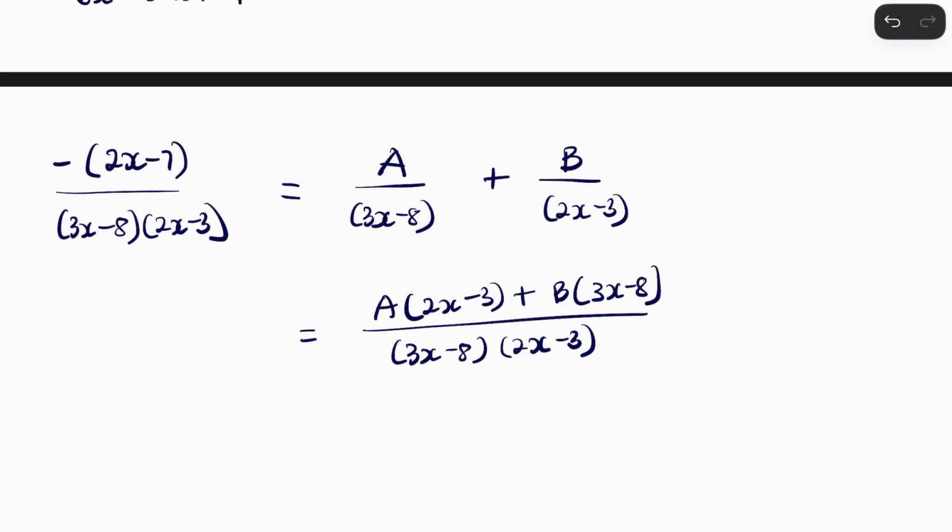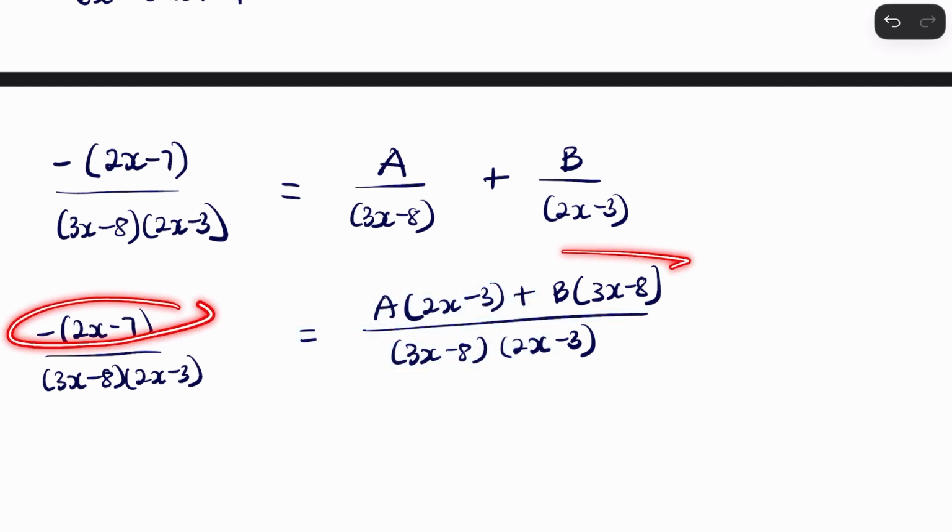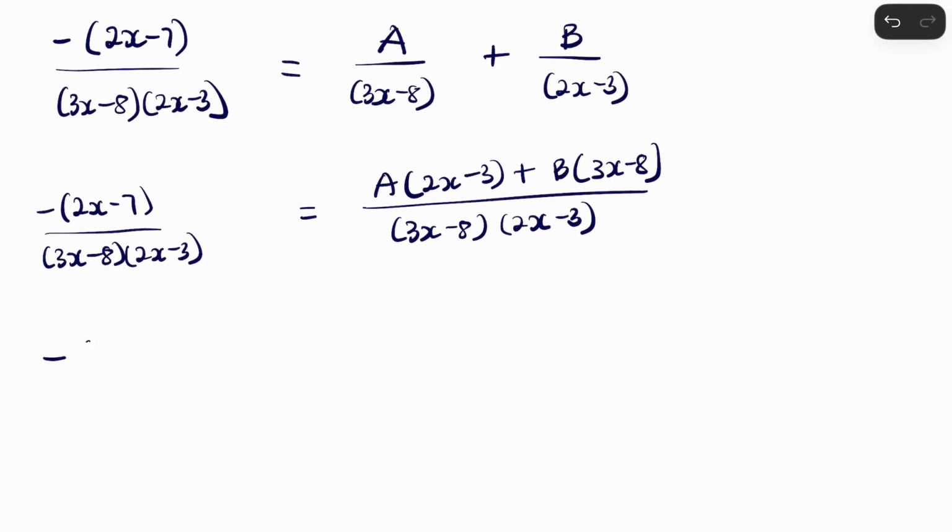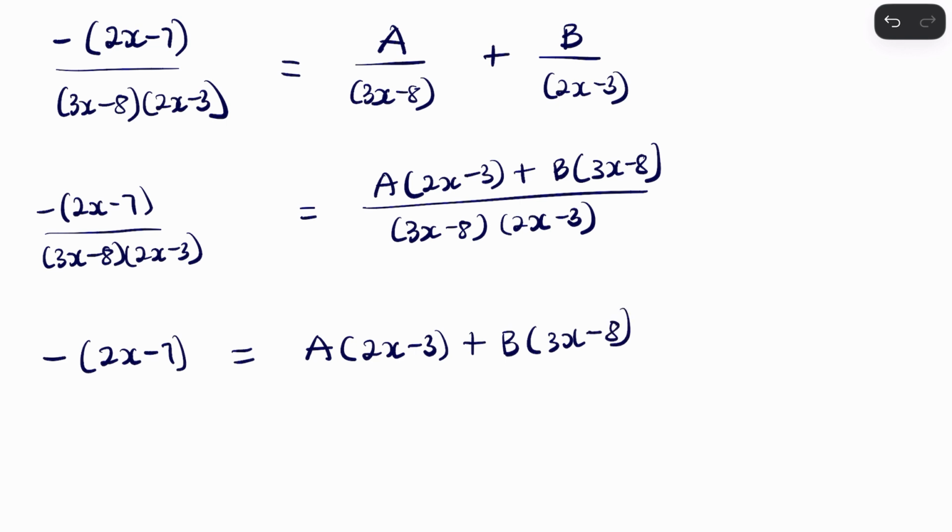So we have the left hand side to be (-2x - 7) divided by (3x - 8)(2x - 3). So here we have the denominators to be the same, which implies that the numerators must also be the same. So we equate the numerators. That's going to give us -(2x - 7) is equal to A(2x - 3) plus B(3x - 8). So here our next step is to solve for A and B.